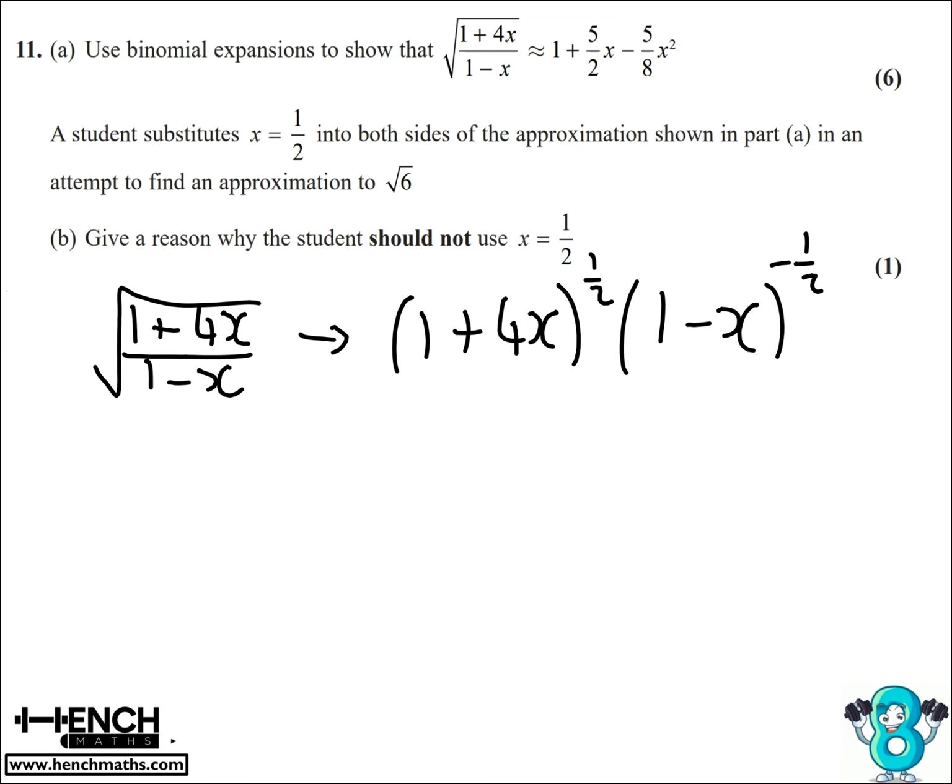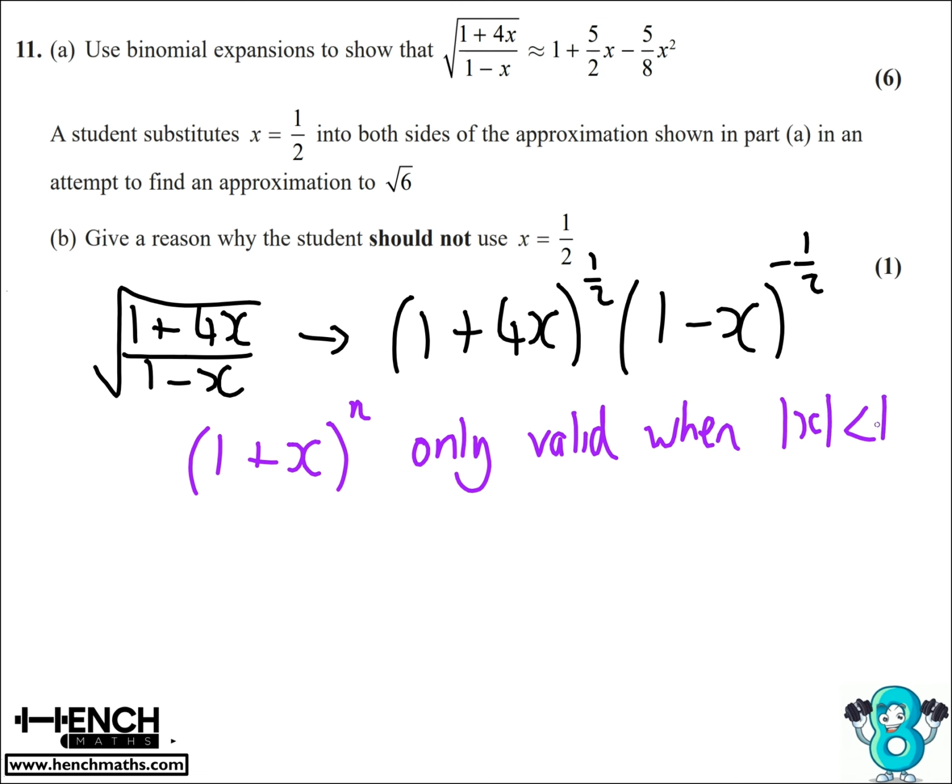Now we have a rule for binomial expansion when we've got negative powers or fractional powers, is that the expansion of 1 plus x to the power of n is only valid when the modulus of x is less than 1, or you could say that x is between 1 and negative 1. This is so that your infinite power series converges. So you need small values of x so that it doesn't diverge. In our sequences, we've actually got 4x and a subtract x. So we've got to change something slightly.